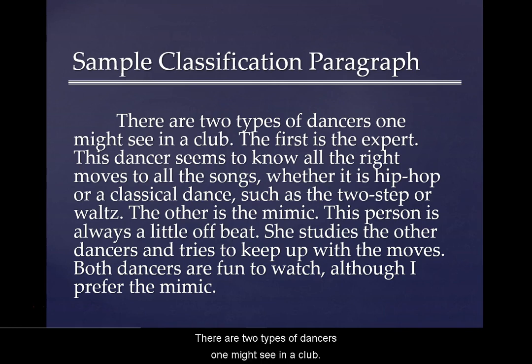There are 2 types of dancers one might see in a club. The first is the expert. This dancer seems to know all the right moves to all the songs, whether it is hip-hop or a classical dance, such as the 2-step or waltz. The other is a mimic. This person is always a little offbeat. She studies the other dancers and tries to keep up with the moves. Both dancers are fun to watch, although I prefer the mimic.